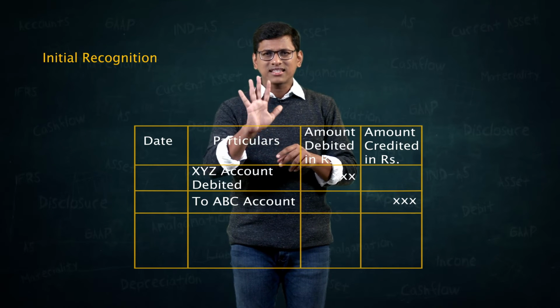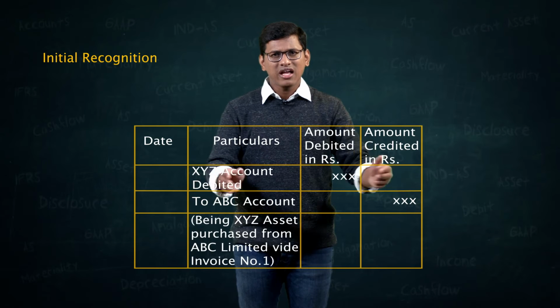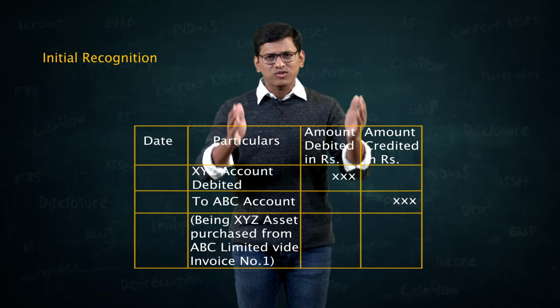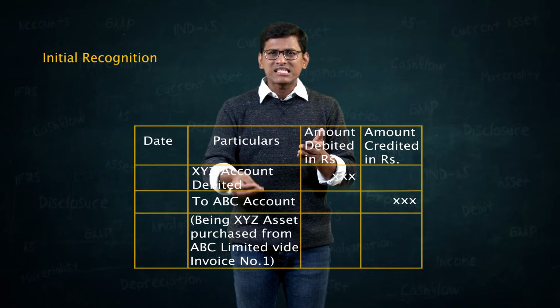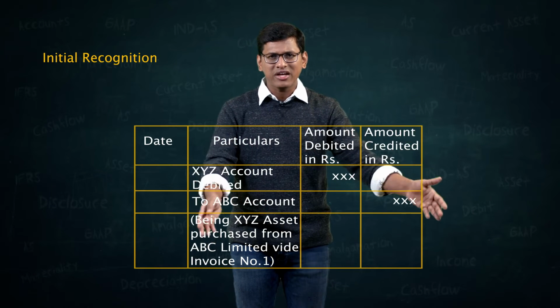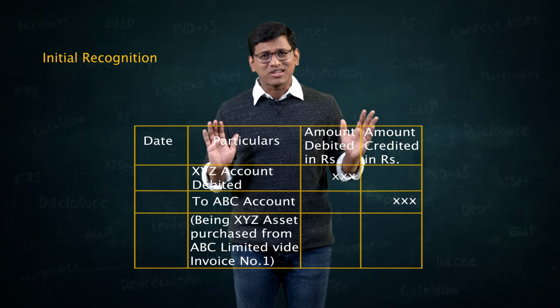So these are the elements. Then you have an explanation, we call it narration. So details of those journal entries, something like invoice number or whatever. The details relating to the journal entry you will have in the form of an explanation below that journal entry. These are the different elements of a journal entry.